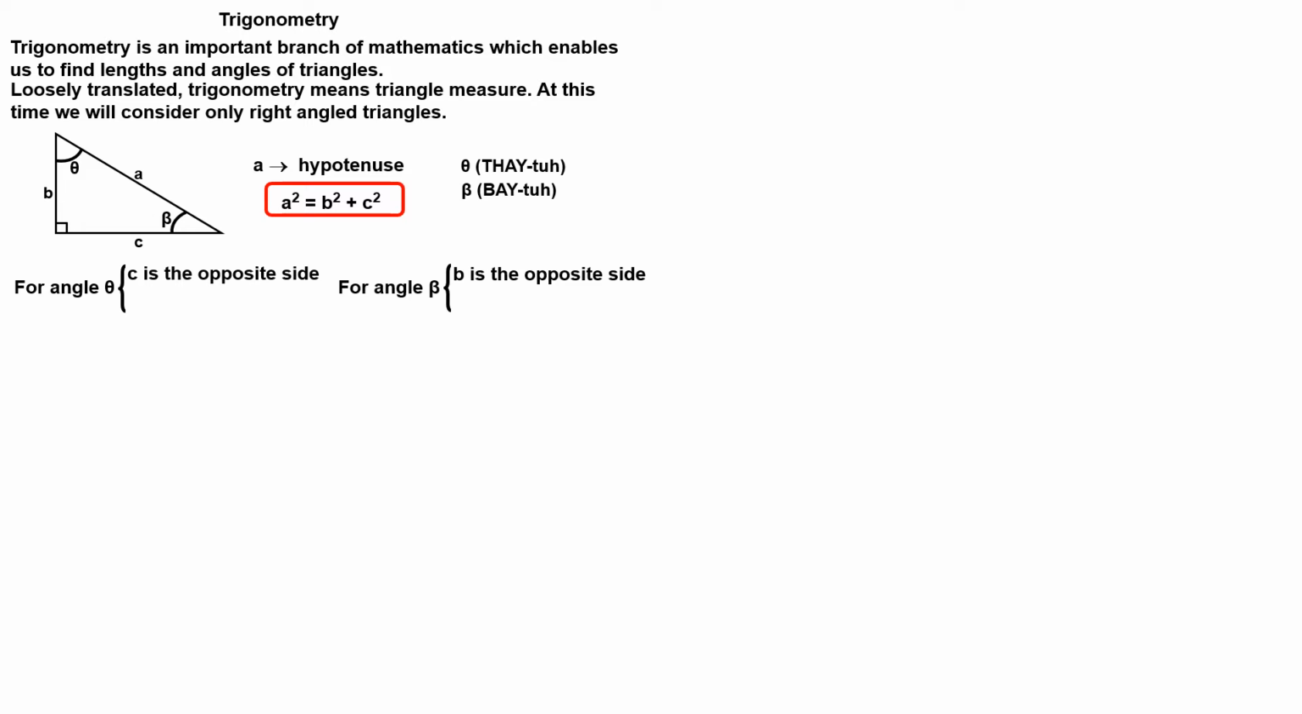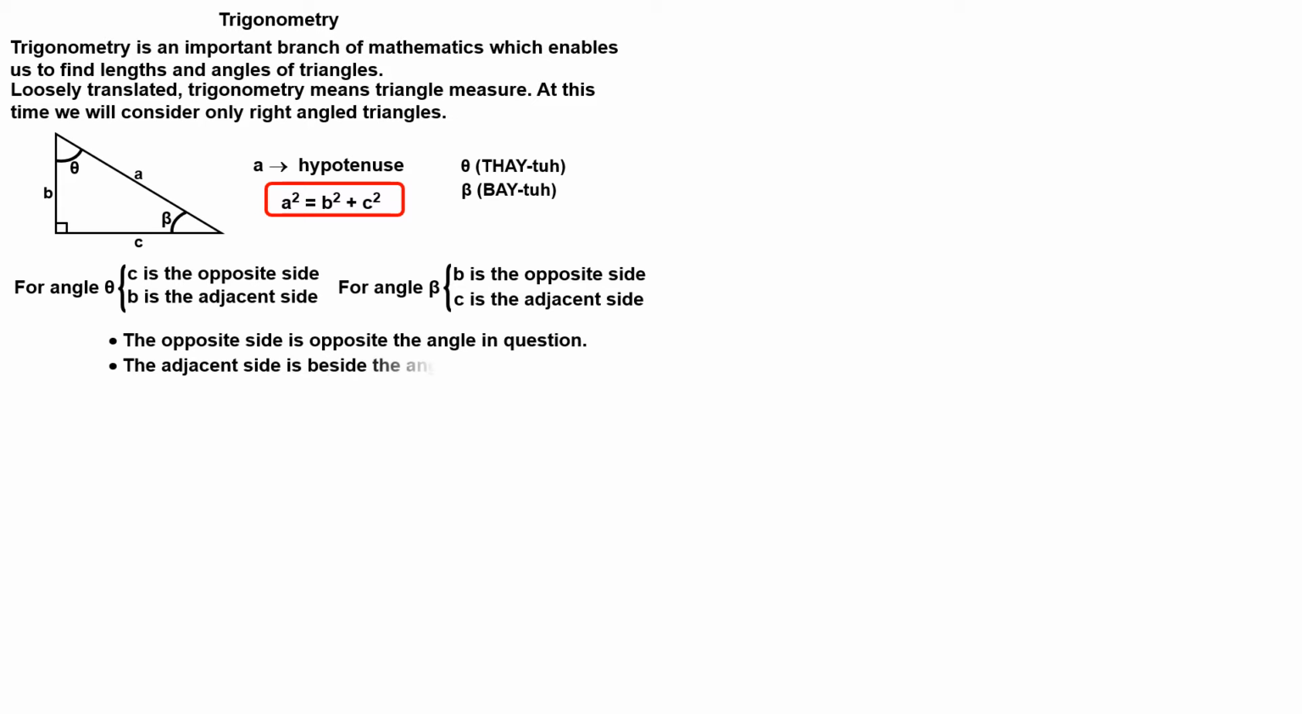The adjacent side is the side that is alongside the angle. For angle theta, B is the adjacent side. For angle beta, C is the adjacent side. As we can see, the labels opposite and adjacent are relative to the angle in question. The opposite side is opposite to the angle in question. The adjacent side is beside the angle in question.